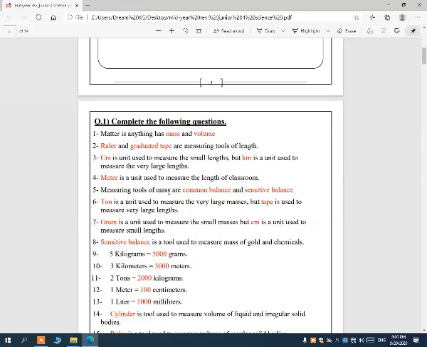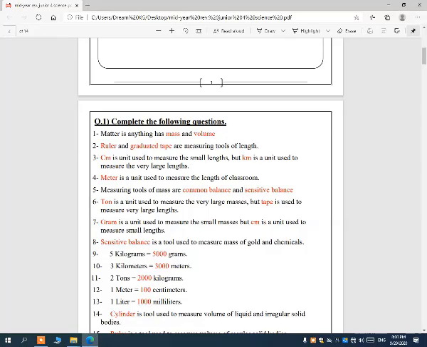Measuring tools of the mass are dots and dots. The measuring tools of the mass. So I measure the mass by what? By common balance, sensitive balance. The measuring tools of the mass: common balance, sensitive balance. Excellent.